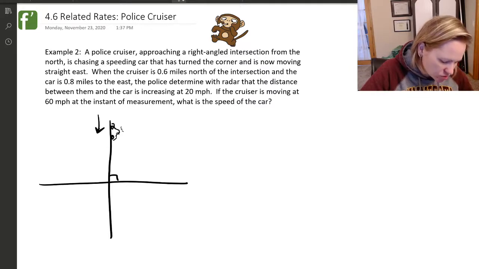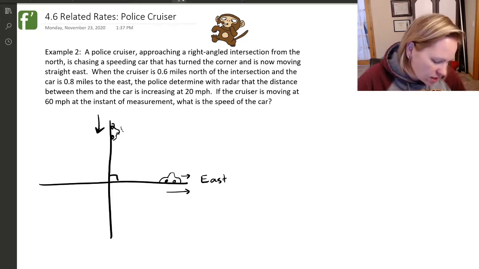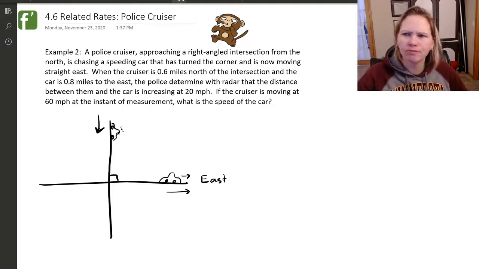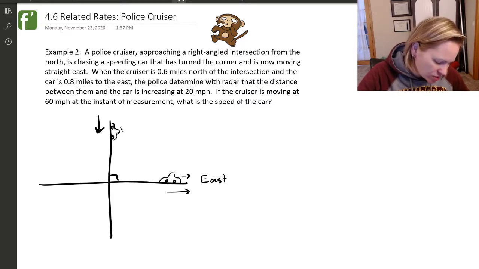So this is the police cruiser, and he is chasing a speeding car that has turned the corner and is now moving straight east. So now we have this other car, so here's east. And so we have this speeding vehicle, and he's moving this direction. He's moving straight east. So we have our picture here. We've got a right triangle, or right angle, so right now in my mind I'm thinking to myself, this might be a Pythagorean theorem type problem. Let's see. And now let's write down what we know.